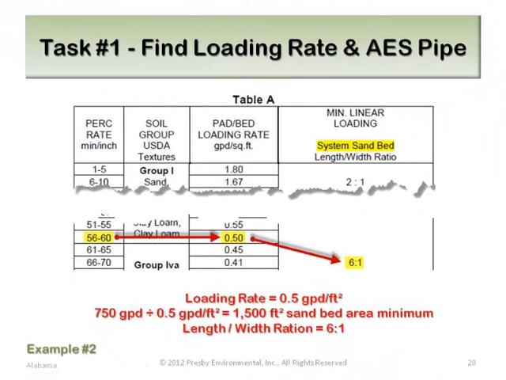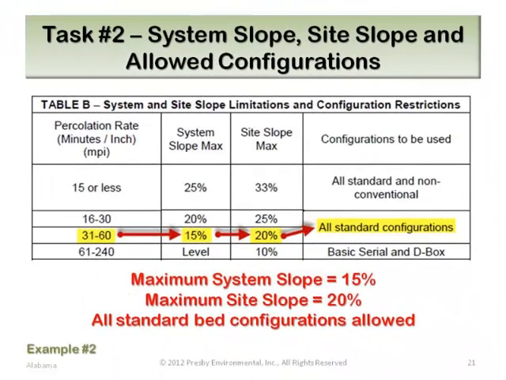Task 1 takes us to Table A, and we use our soil's perk rate to find the soil loading rate of 0.5 gallons per day per square foot, requiring a dispersal area of 1,500 square feet. And finally, Table A is requiring a length to width ratio of 6 to 1. In Task 2, we find that Table B allows a system to slope up to 15%, which is our preference in this example, and the site or terrain to slope up to 20%. All standard bed configurations are allowed, and we're going to use a standard combination layout.